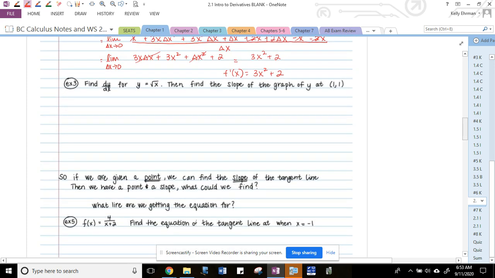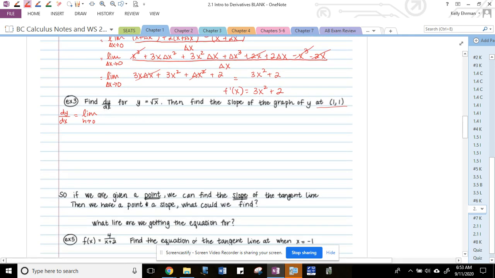All right? Find dy dx for y equals square root of x. Then find the slope of the graph of y at (1, 1). So let's find dy dx first. Remember, this is the same thing as find the derivative. So dy dx is equal to the limit. Instead of using delta x, let's switch it up and use h. Limit as h approaches 0, just so that we've seen different things.